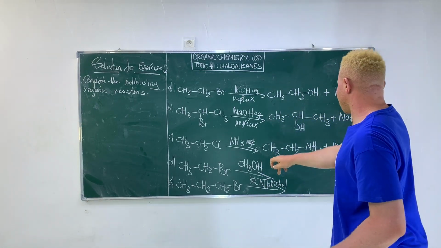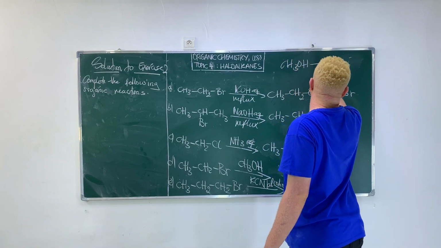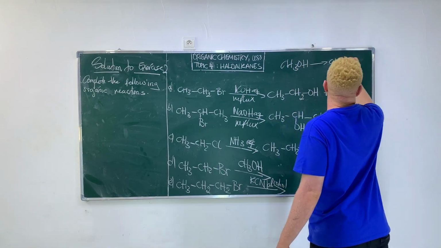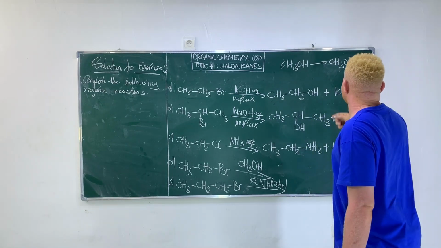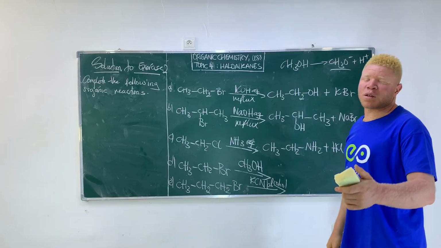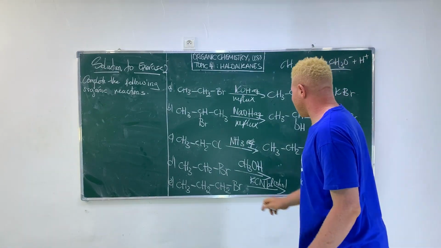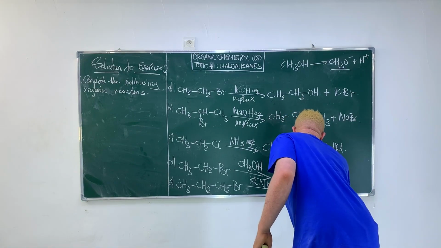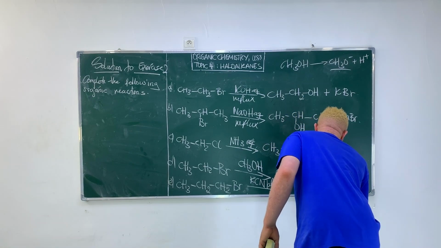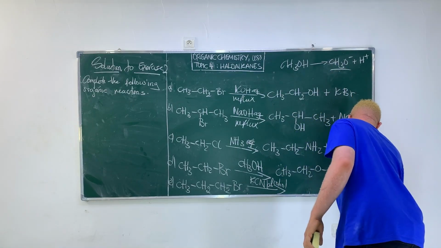Here I was talking about the reactions. We have the CH3OH that ionizes to CH3O minus plus H plus. So this is the nucleophile, even though it's a poor nucleophile. So the nucleophile will replace the bromo atom. So we're having CH3OCH3 plus the halide.